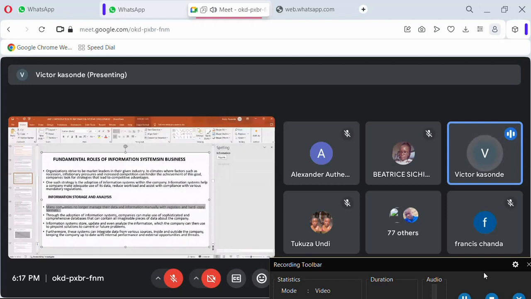So many companies no longer store the information manually. They store their information in their servers and computers, which they are installing. Through the adoption of an information system, a company can make use of a sophisticated and comprehensive database that can contain every imaginable piece of data about the company. This time, people are able to have servers. They are able to keep their information in the system.